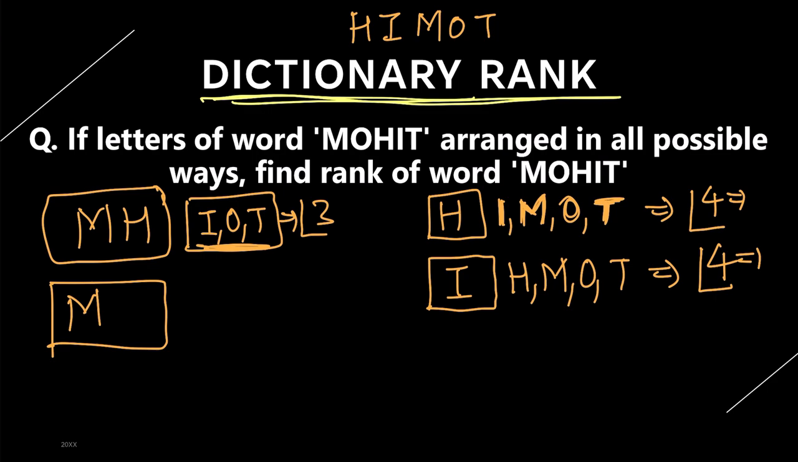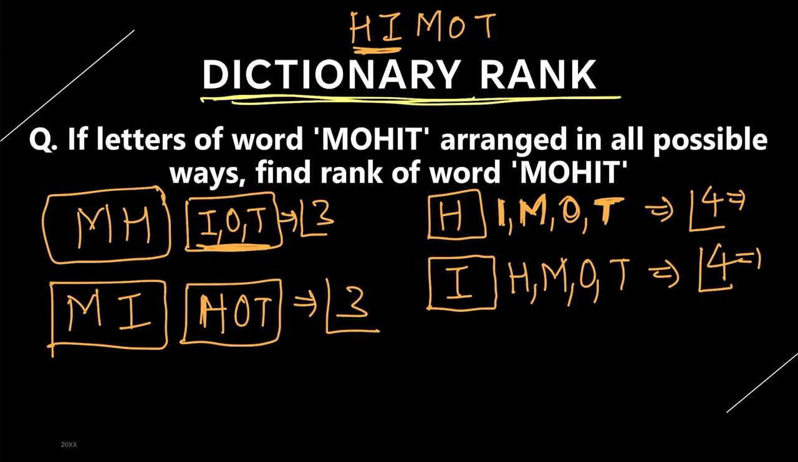Now I will move on to MI, because after H I have I. So MI is done. How many letters can I fill in here? Not M, but H, O, T. So that is 3 factorial here. Now MH is done, MI is done. What is the next term? MO. Now MOHIT is coming.